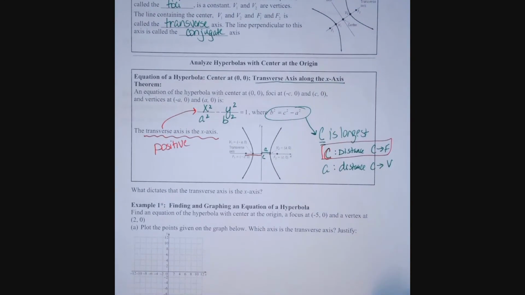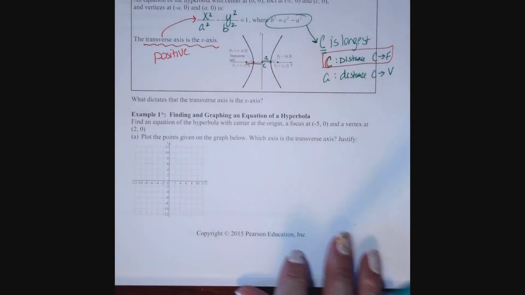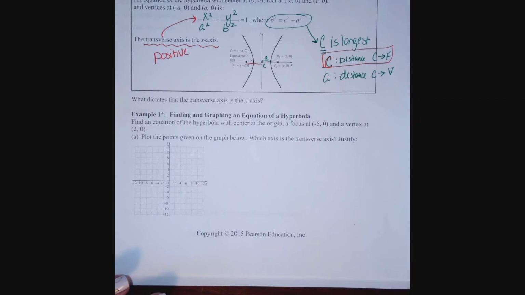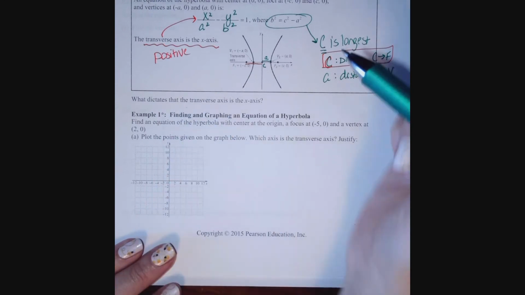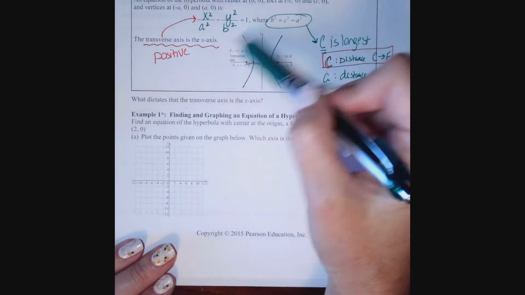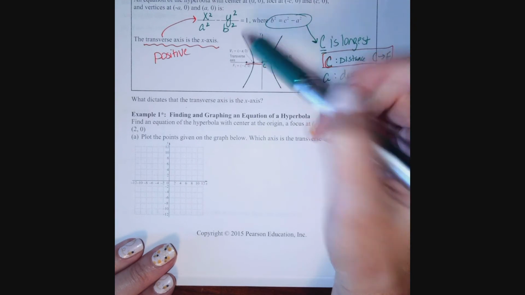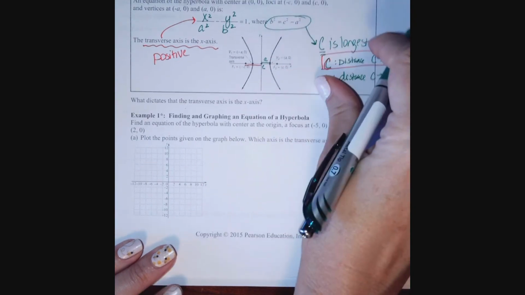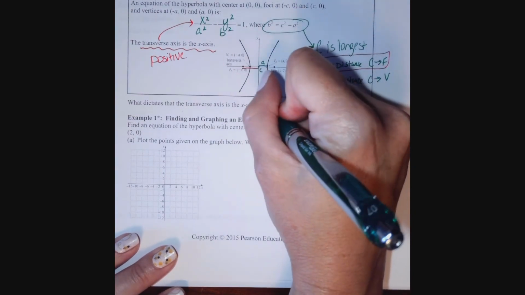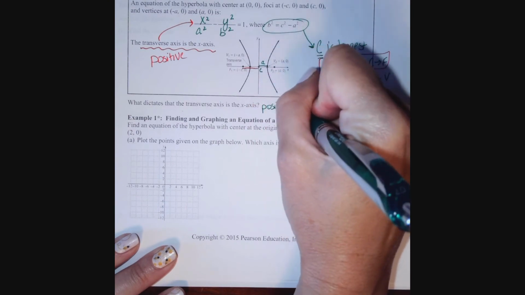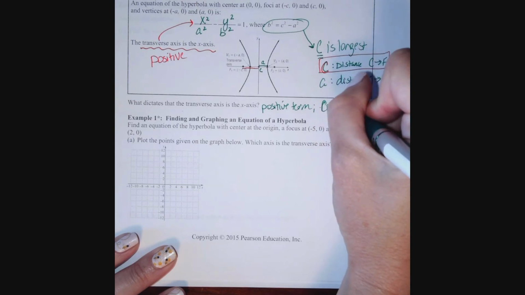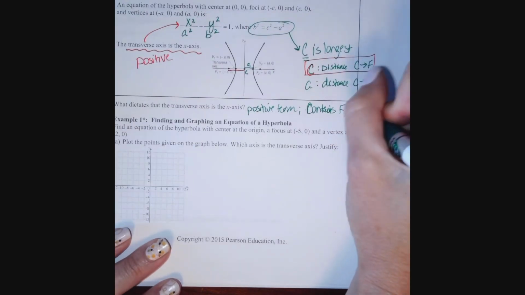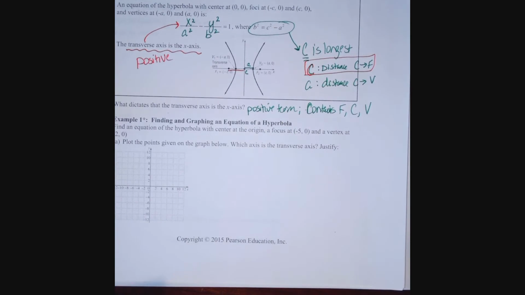Okay, so let's go back to this first page and do example 1, where we find and graph an equation of a hyperbola. Let's answer this question first. What dictates that the transverse axis is the x-axis for this equation? It's the x-axis because that is the positive term. It's the positive term. And that transverse axis is going to contain the foci, the center, and the vertices.